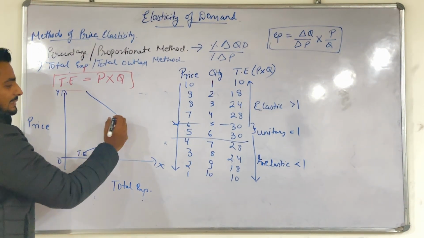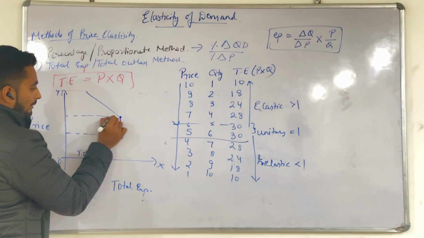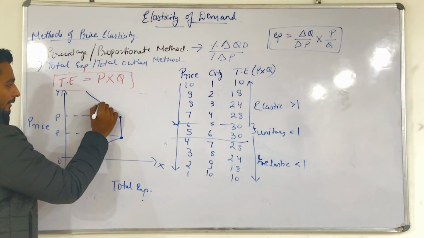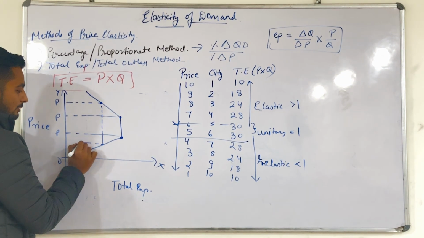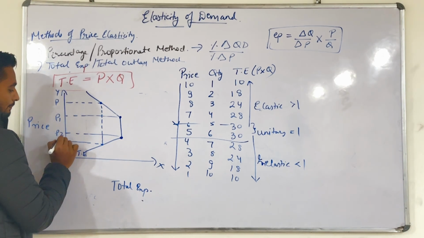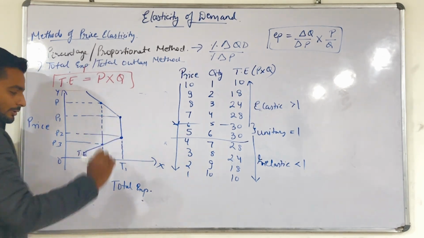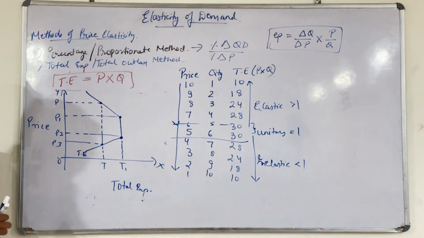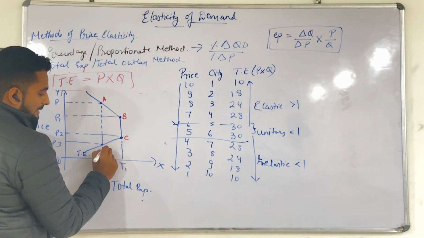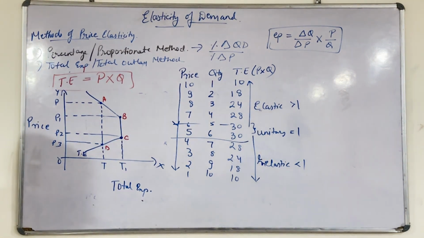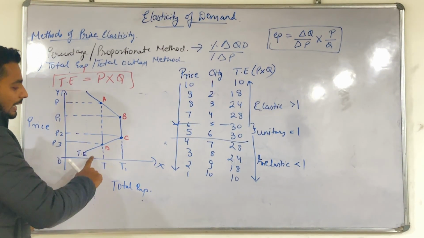Now what is happening in this? Suppose this point and this point, we assume as the price, and just below this point is also price. P, P1, P2, P3. This is total expenditure and this is also total expenditure, T and T1. Now we can give these as point A, point B, point C and point D. How can we say that inverse relation is elastic, this is unitary and this is inelastic?